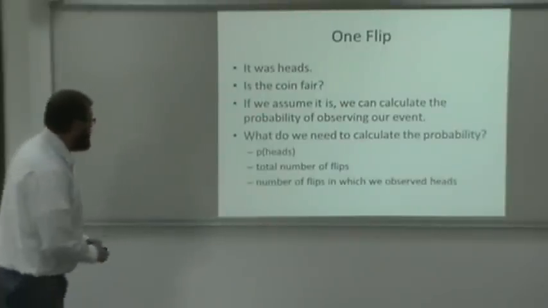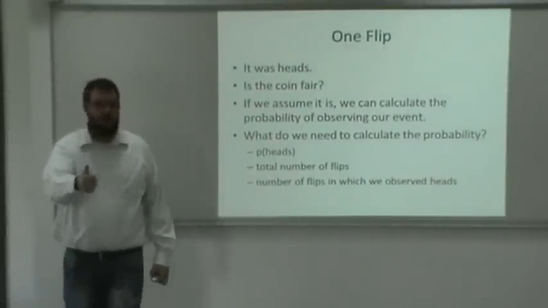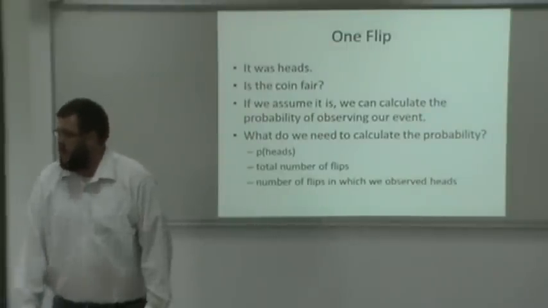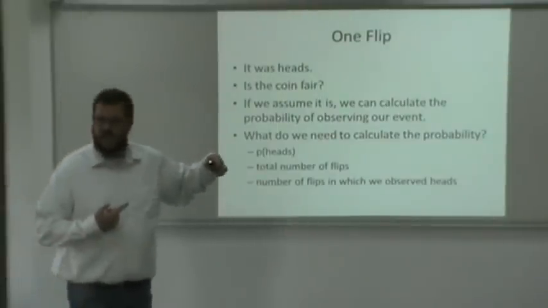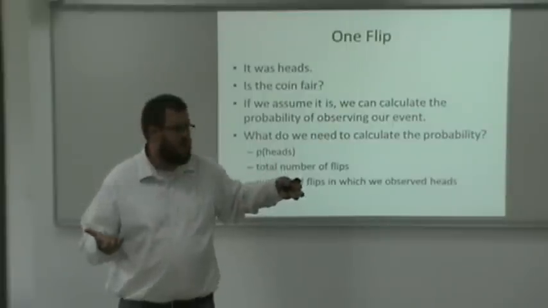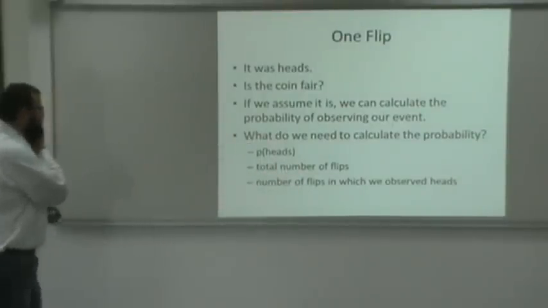So what do we need to calculate the probability of getting one heads if it was fair? We need the probability of getting heads for what? For this coin? But we don't know what the probability of getting heads for this coin is, right? For a fair coin, right? We need the probability of heads for a fair coin.